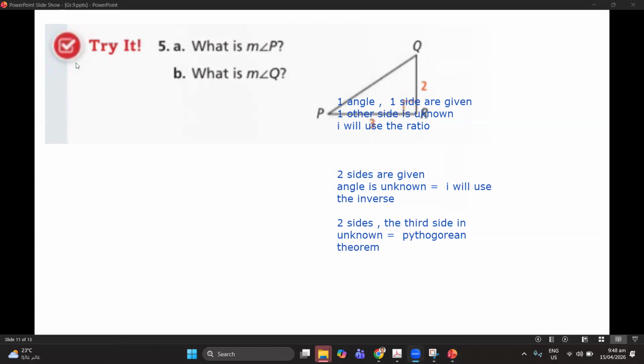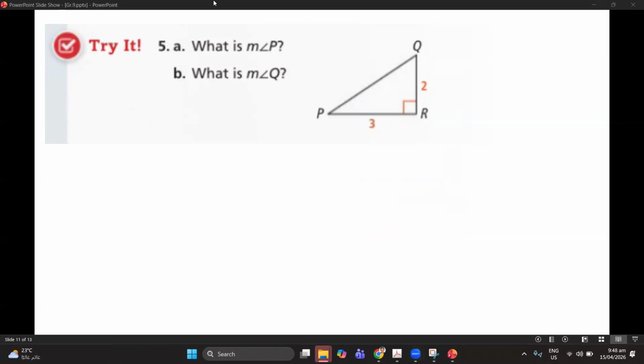Try number 5. Next example for cancelled. I'll explain it later. It's the same idea as 38 and 39. So I need to focus on this in order to finish the covered material for the quiz. Okay. Now number 5 here. I need to find the measure of angle P.